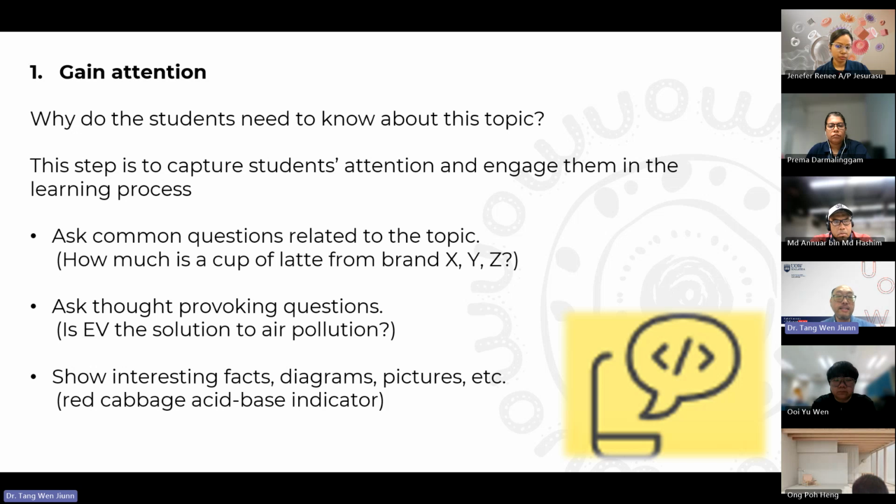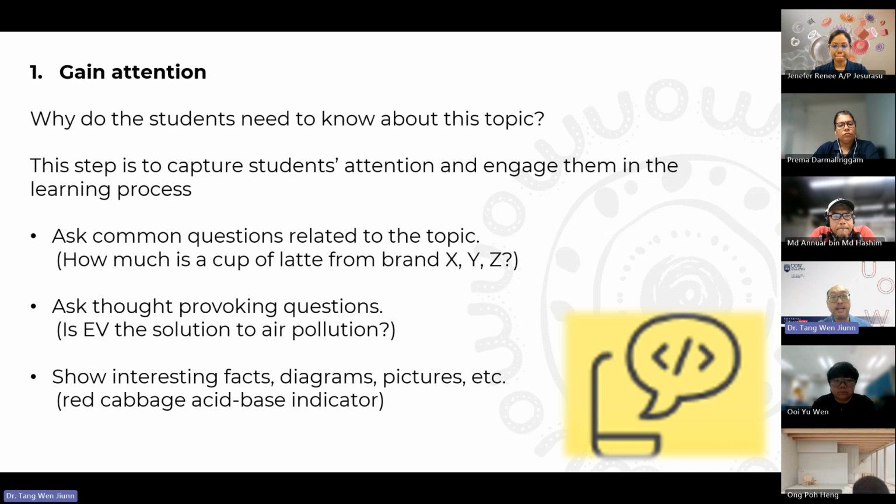Okay. So this is the question we ask in this part here. Why do the students need to know about this topic? So for us, we think about how to build the hype before we start the lesson. Normally when we walk into a class, the students are not ready, right? They'll be talking to each other, things are not prepared.